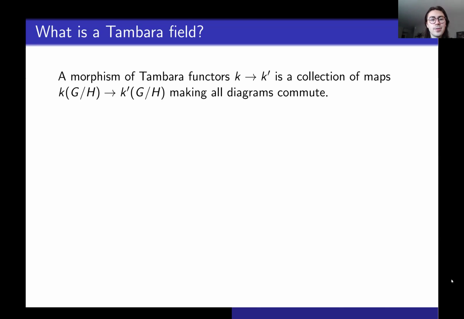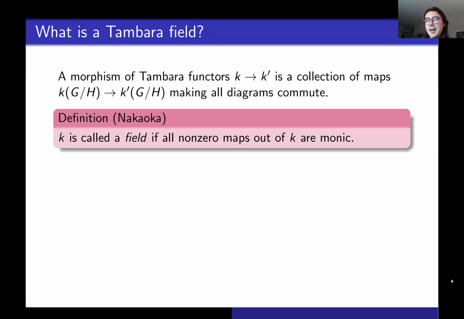So this is enough to define what a field is in Tambara functors. Non-equivariantly, a field is something where if you map from a field to a non-zero ring, then it's in fact an injective map. It's a monic map. It has the left cancellation property, I guess. In other words, the kernel is always trivial. So Nakaoka defined a field by defining ideals and then saying a Tambara field is something with no non-trivial ideals. Equivalently, whenever you have a map from a Tambara field to a non-zero Tambara functor, then that map is injective, left cancelable or whatever. And this is equivalent to the maps at each G mod H level being injective.